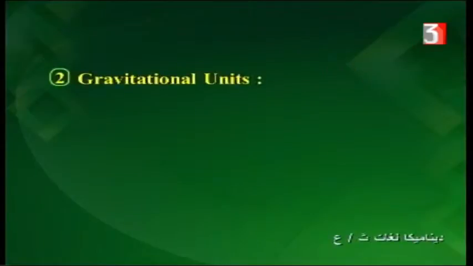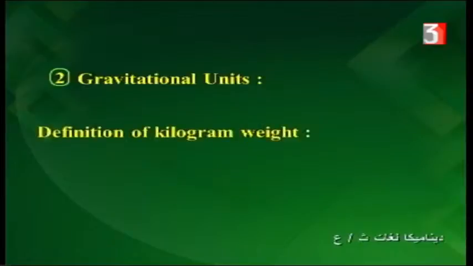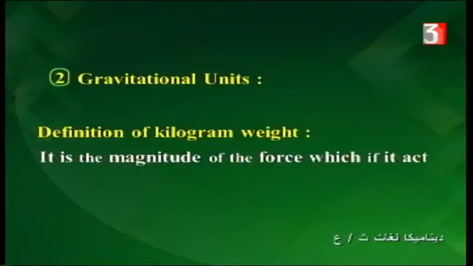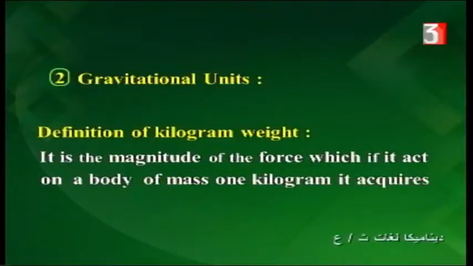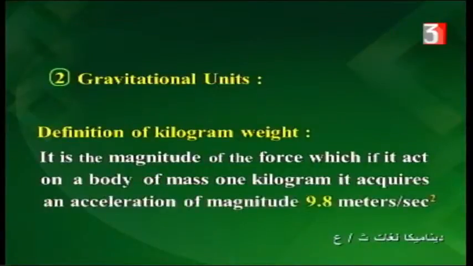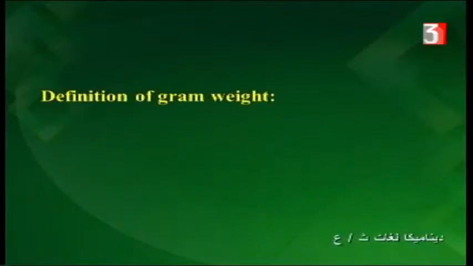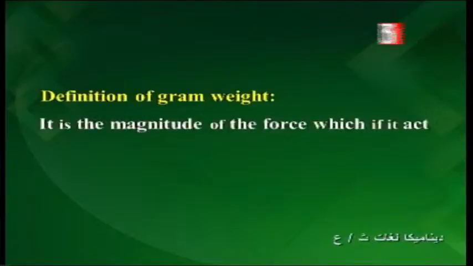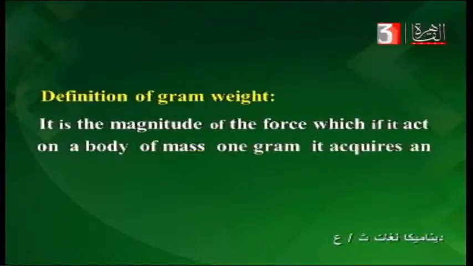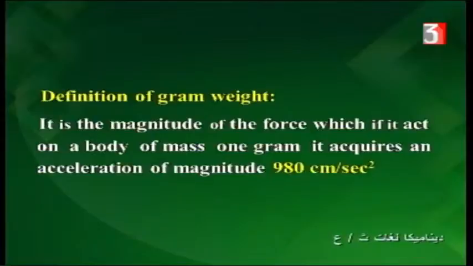The second type of units is gravitational units. What is the definition of kilogram weight? It is the magnitude of the force which, if it acts on a body of mass 1 kilogram, makes it acquire an acceleration of magnitude 9.8 meters per second squared. What is the definition of gram weight? It is the magnitude of the force which, if it acts on a body of mass 1 gram, makes it acquire an acceleration of magnitude 980 centimeters per second squared.